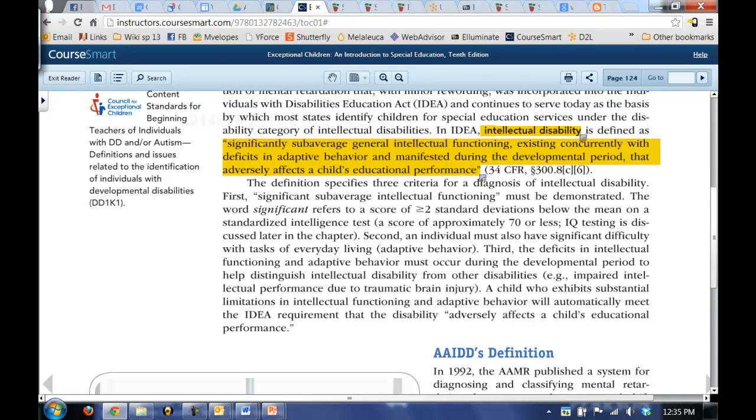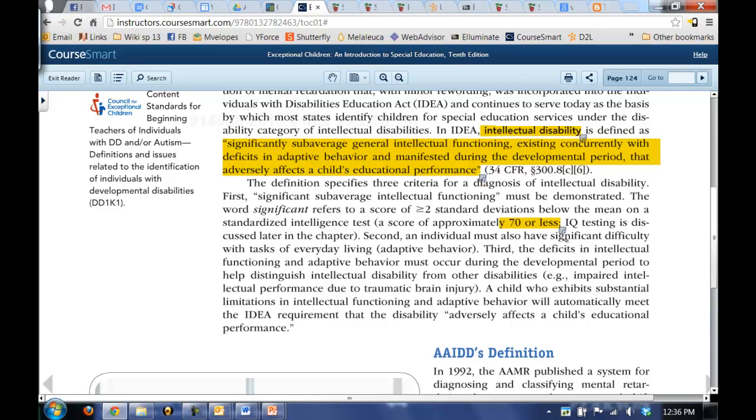The definition has 3 criteria for a diagnosis of intellectual disability. First, a significant sub-average intellectual functioning. The word significant refers to greater than 2 standard deviations out. And I'll talk about that a little bit later, what those are, but approximately 70 IQ or less. And that would be 2 standard deviations. And it can be a lot less than that, but that would be what we call the most mild kids.